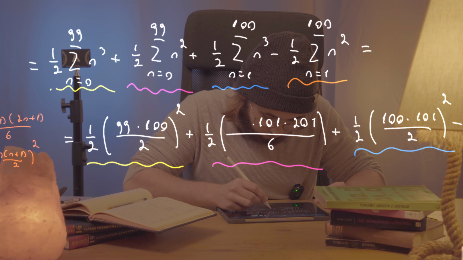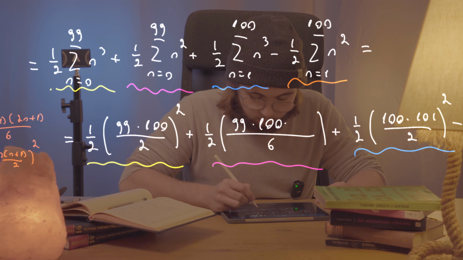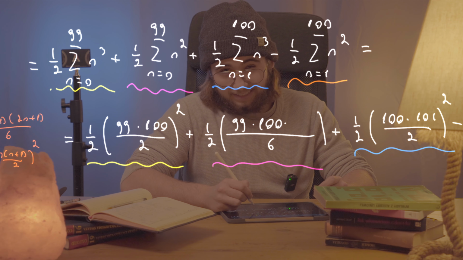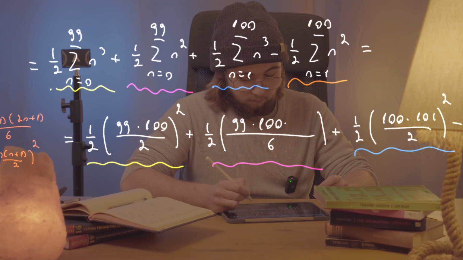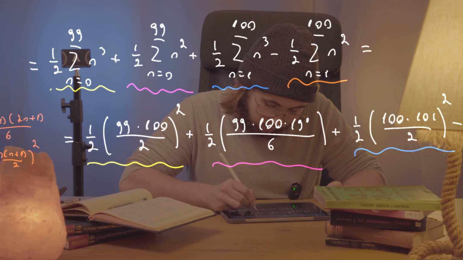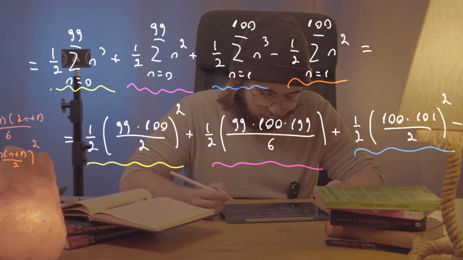Here I'm getting 99 times 100. 99 times 2 is 198, plus 1, so it's going to be 199, I suppose. Yeah, because it's 200 minus 1 plus 1 makes minus 2 plus 1.